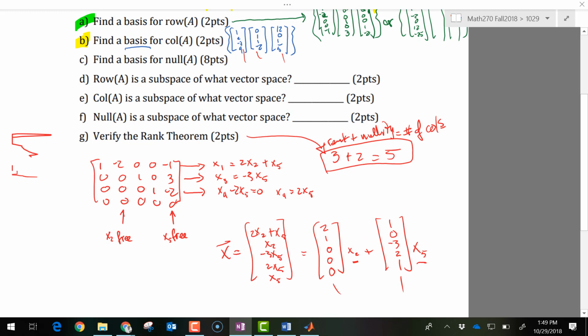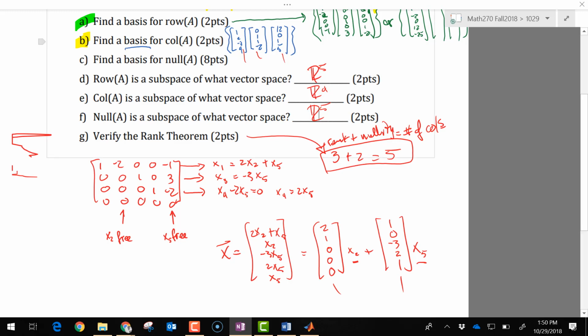Well, that would be column minus null equals rank. All right, subspaces. The row space is coming from R5. The column space is coming from R4. The null space is coming from R5. And again, I might ask you for the dimension of the column space, the dimension of the null space.